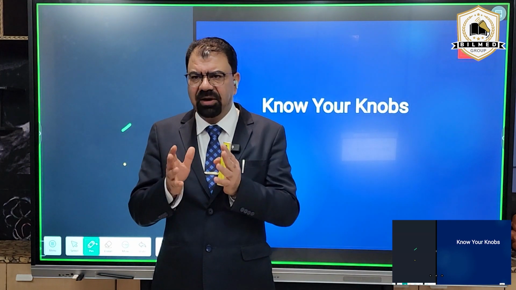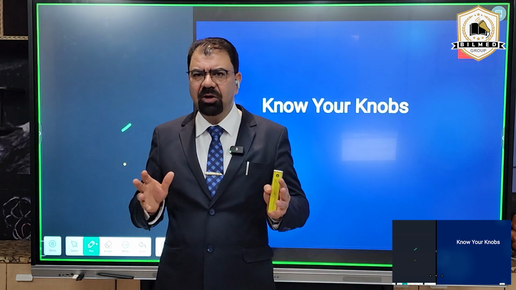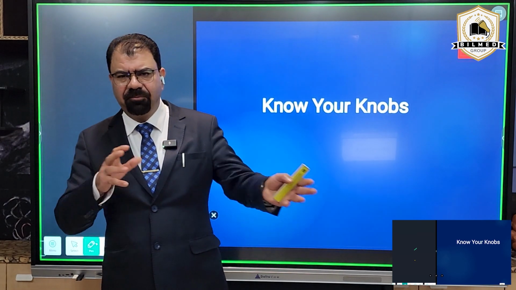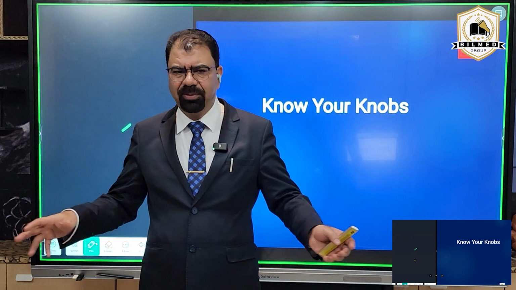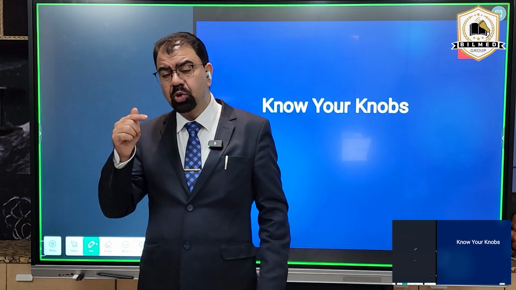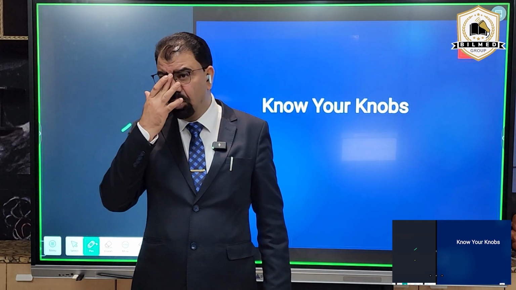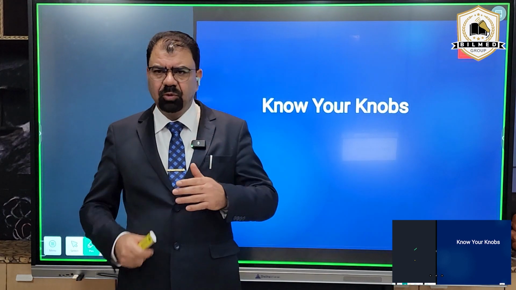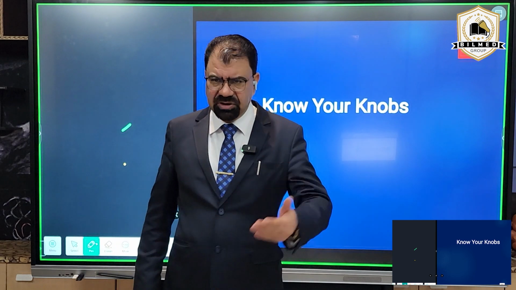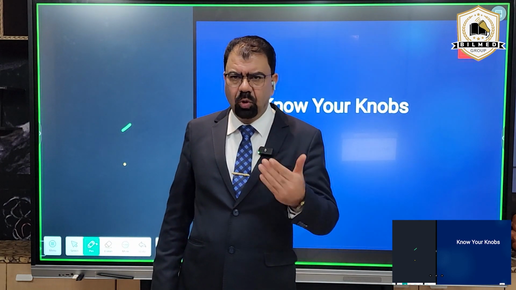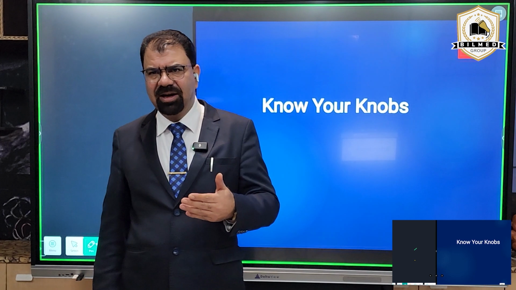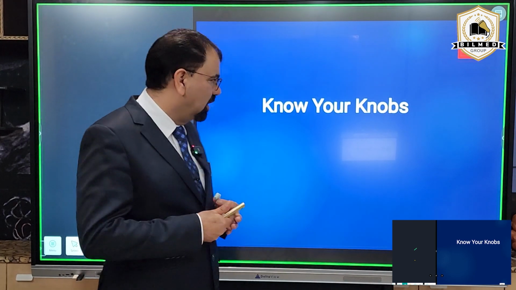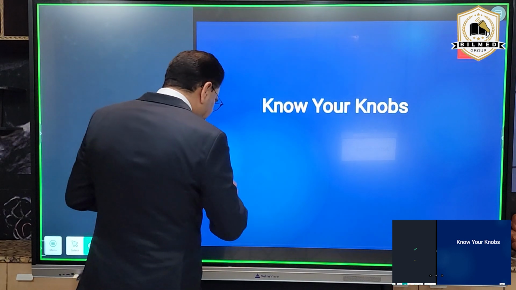If you are spending hefty money on an ultrasound machine, the machine will come with many, multiple knobs. But the point is, you should know what each knob is for. Then you have to be aware of the physics also, because if you don't know physics, you will never come to know what a particular knob is for. So know your knobs.